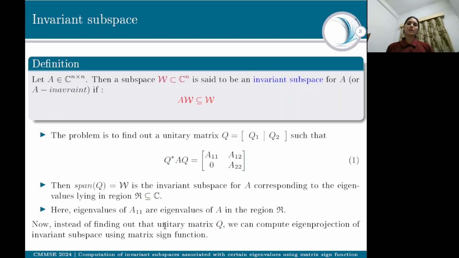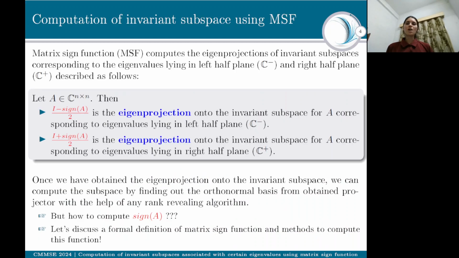Now instead of finding this unitary matrix Q, we can compute the eigenprojection of the invariant subspace using the matrix sign function. So, computation of invariant subspace using matrix sign function. The matrix sign function computes the eigenprojections of invariant subspaces corresponding to the eigenvalues lying in the left half plane and right half plane, described as follows.